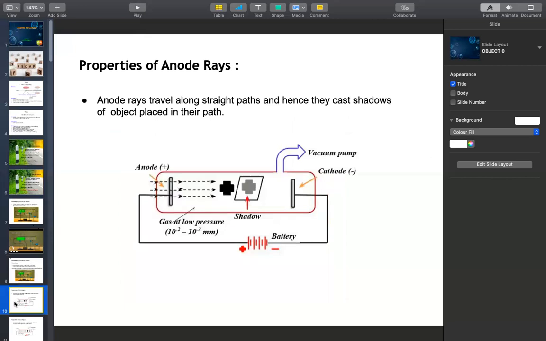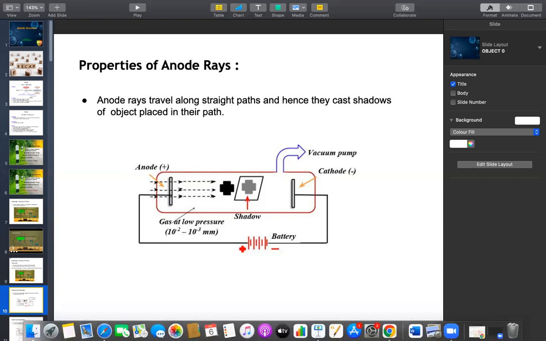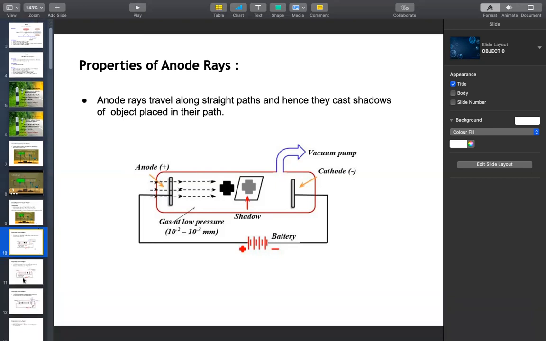Property of anode ray. Same types of experiments were repeated as we discussed for cathode ray. In the path of anode ray, one object was placed, then one paddle was placed, and it was observed how the reaction happens. So anode ray travels along a straight line. That was proved by putting the material and checking its shadow. They cast the shadow of the object placed in their path. Similarly, the paddle was placed, it started rotating. So everything was done the way it was done for the cathode ray.